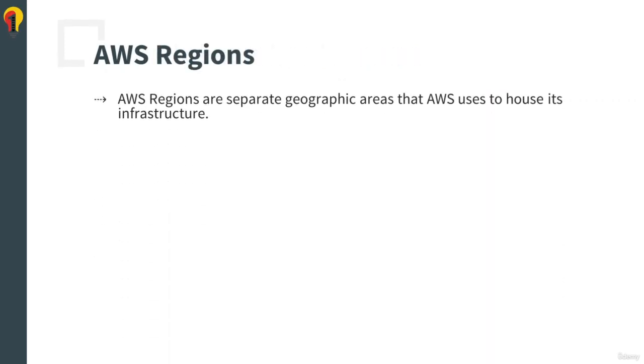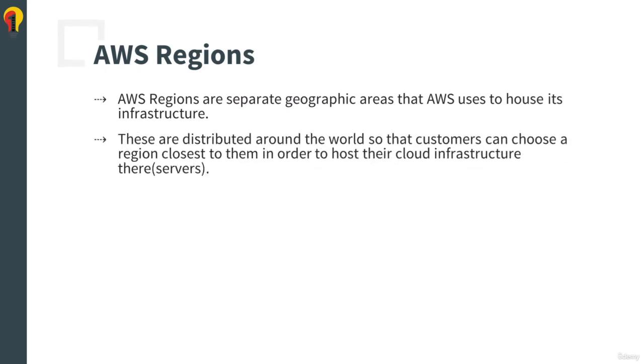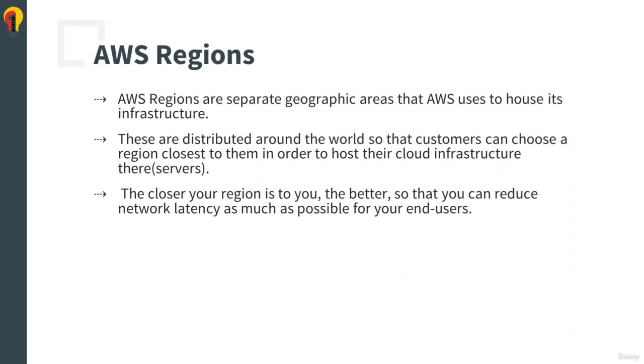AWS Regions. AWS regions are separate geographic areas that AWS uses to house its infrastructure. These are distributed around the world so that customers can choose a region closest to them in order to host their cloud infrastructure, or say servers, there. So, the closer your region is to you, the better it is, so that you can reduce network latency as much as possible for your end users.